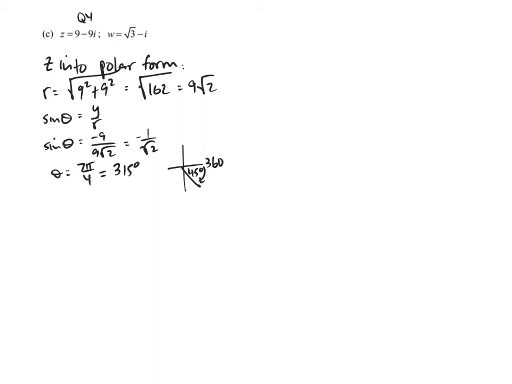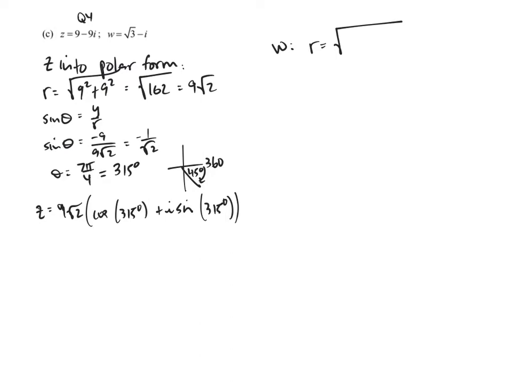Okay, so in polar form, here's what z is going to equal. We will have 9 square root of 2 multiplied by cosine of 315 plus i times the sine of 315. Now, I want to do the same thing with w. So if I put w into polar form, I know that r is going to equal the square root of a squared plus b squared. And so that's going to end up being the square root of 3 plus 1, which of course would be 4, and the square root of 4 is 2.